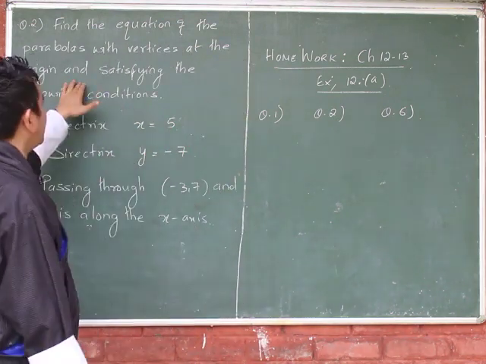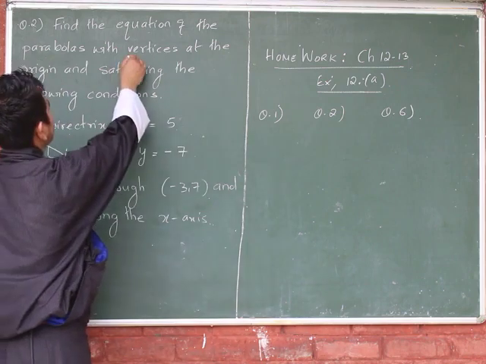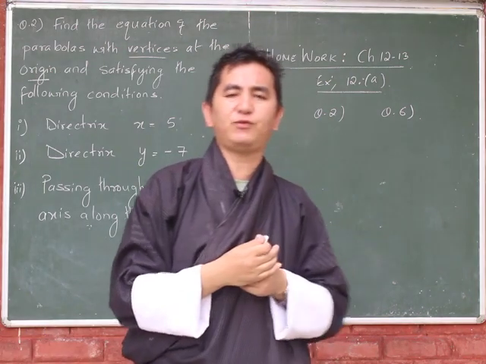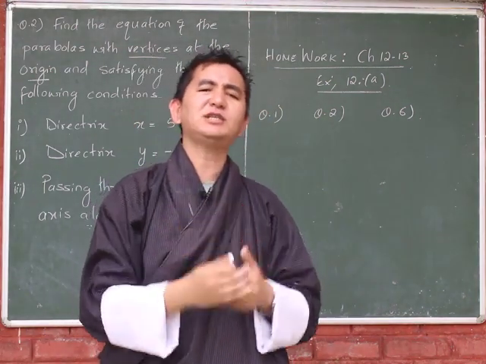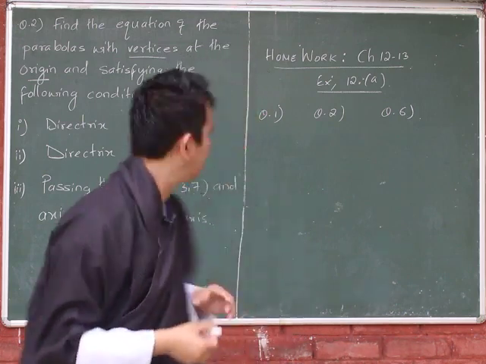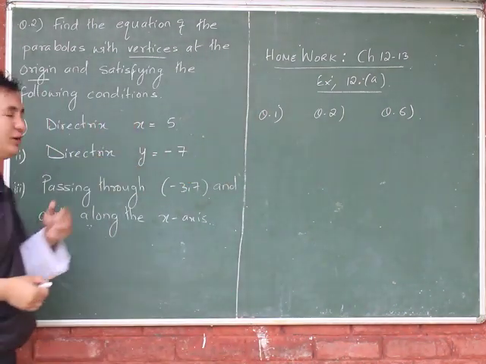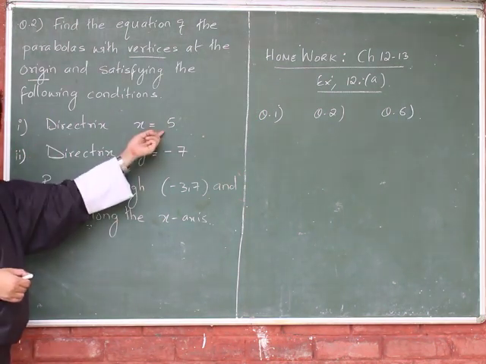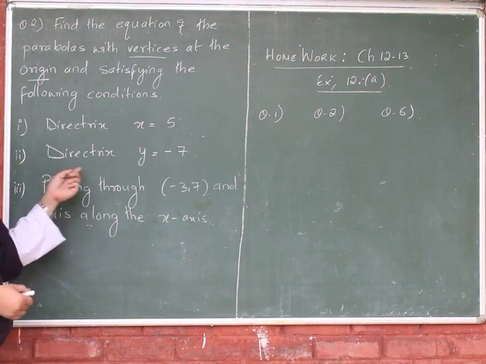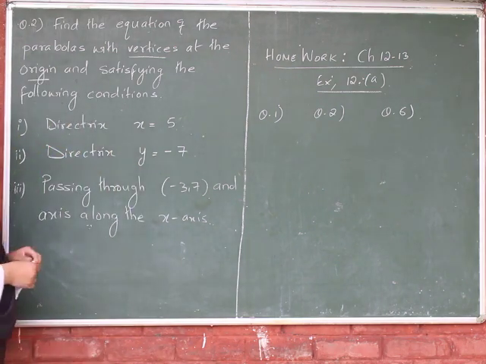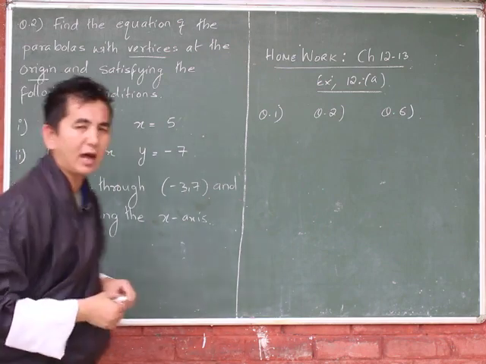Under question number 2, the vertex is given at the origin, but in question number 3, in the next video, I will show you where the vertex is not at the origin and you need to calculate the equation of the parabola. In this case, under this we have 3 questions. I'm going to solve 3 questions. One: directrix at x is equal to 5. Second: directrix at y equal to -7. And the third one: passing through (-3, 7) and x is along the x-axis.